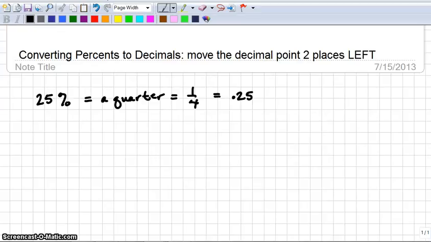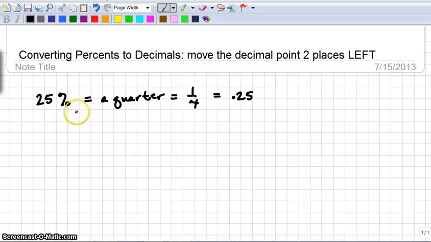One of the things that you should be able to do as a high school student is convert percent numbers into decimals. The general way that you do that is to move the decimal point 2 places to the left. But let's talk about why. Let's take an easy number, or one that we all know very well, like 25%.